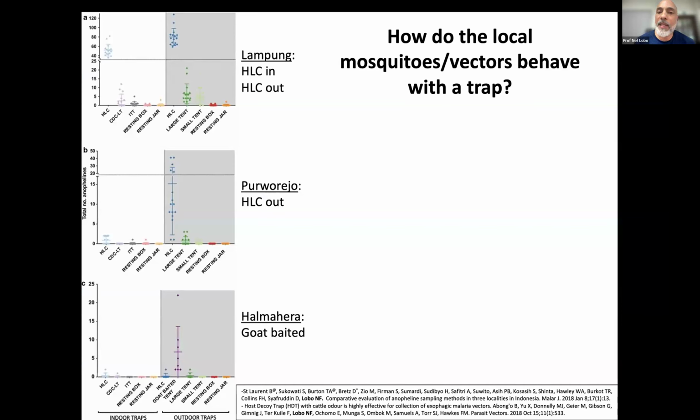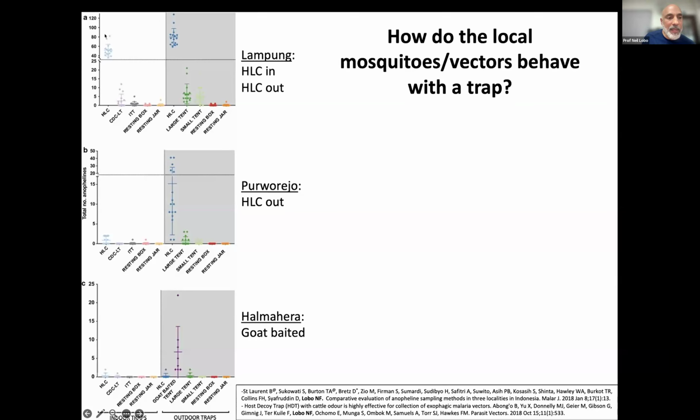So here's an example of data from Purworejo, Lampung, and Halmahera in Indonesia. And this has been published. And if you remember Brandy doing the HLC, she was collecting this data while I took that picture. So on the left of each little panel is indoors, and on the right in gray is outdoors. And at the bottom, on the x-axis, you have the same sampling methods: HLCs, CDC light traps, the Ifakara tent trap, resting boxes, and resting jars. And they're the same at every site. And we wanted to see which mosquito species were sampled with which trap.